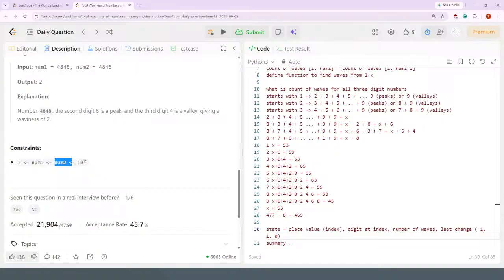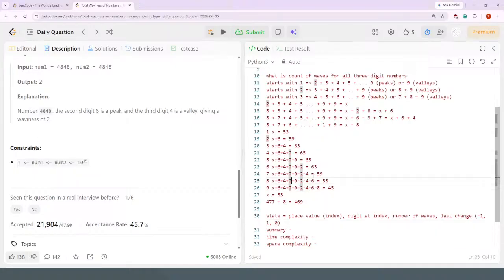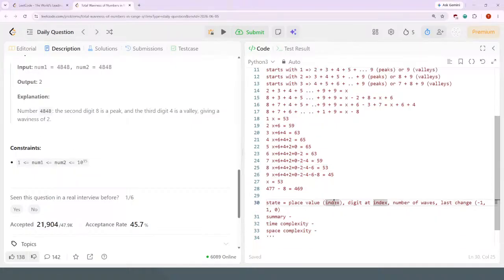So how would I do that? Or maybe I don't try to handle that right now. State is the place valued digit of the index, the number of waves up to now, whether or not the last change was positive, negative, or unchanged.